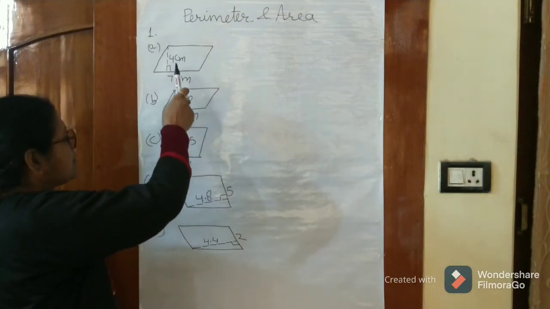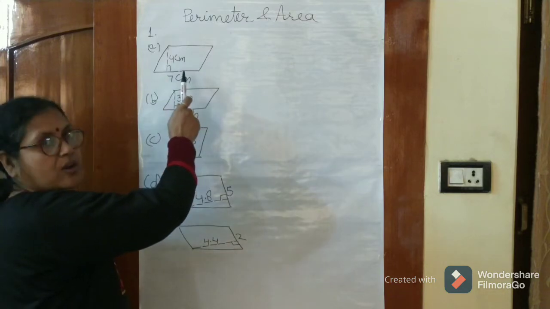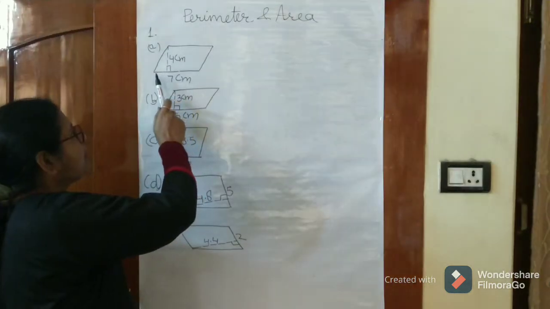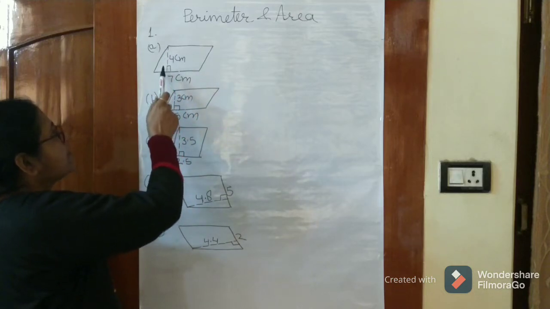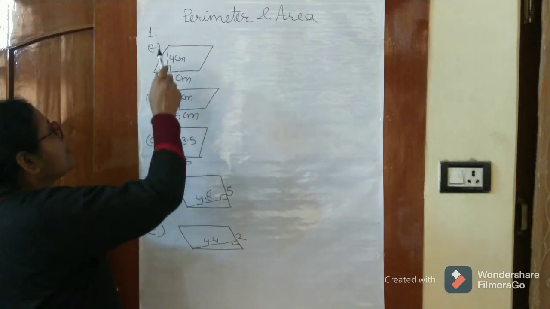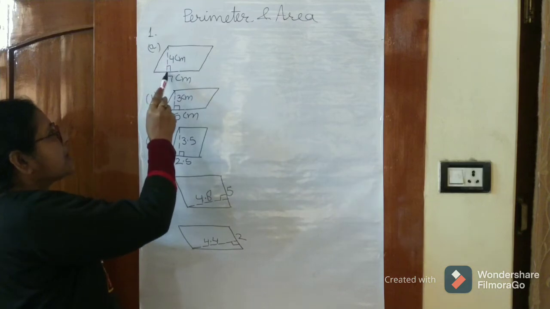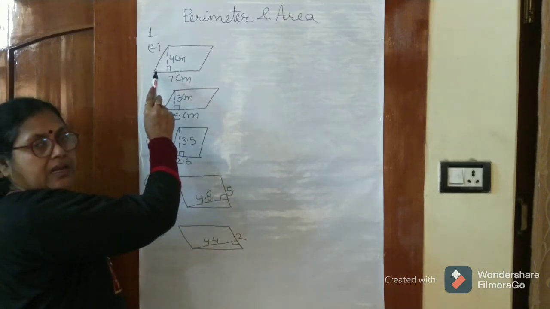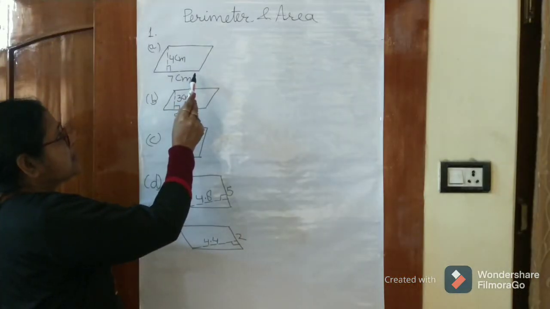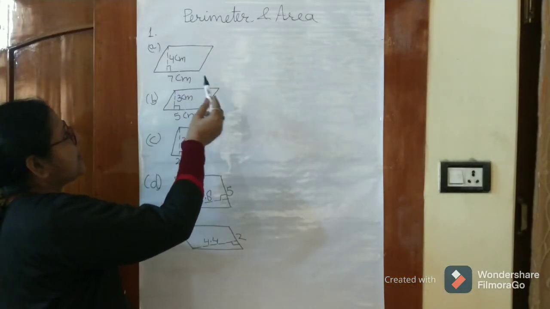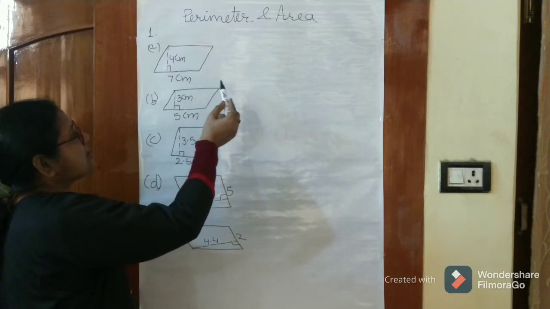Question number 1. This is a figure of a parallelogram in which this side is the base and this is the height. Why is this the base and this the height? Because it is making a 90-degree angle here. Wherever the 90-degree angle falls, that line will be considered as the base. So the formula for the area of a parallelogram is base into height.